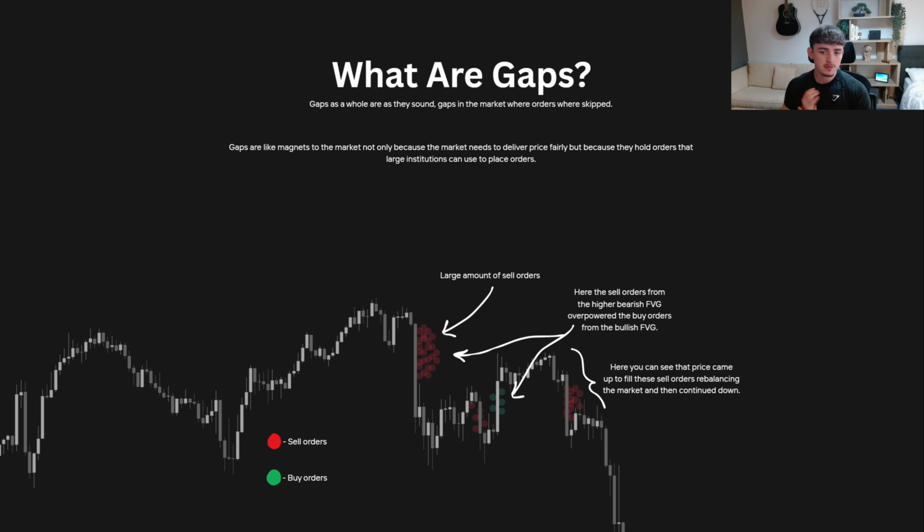I do apologize. Gaps are like magnets to the market, not only because they need to deliver price fairly, but because they hold orders that large institutions can use to place orders. So essentially liquidity. They hold liquidity, they hold orders within the gaps. It's where orders haven't been filled, so you have orders resting within that.